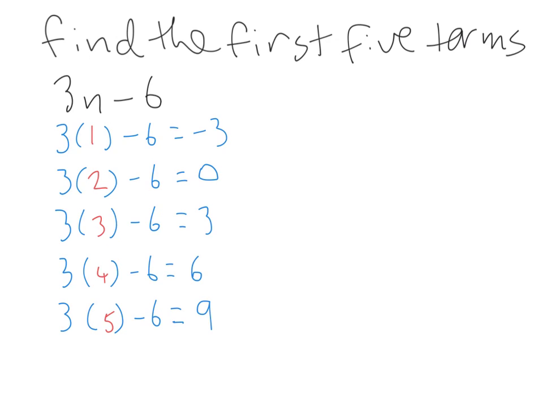So there's the first 5 terms of my sequence, and it should be written out as minus 3, comma 0, comma 3, comma 6, comma 9, ... to indicate that the sequence goes on forever.